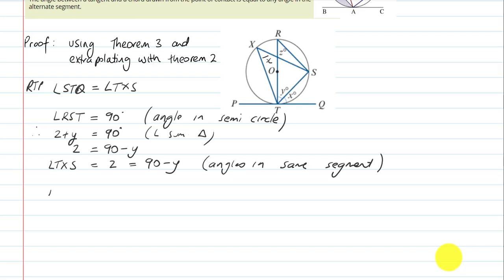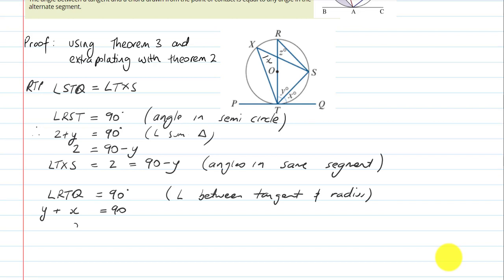Now the other thing we know is that angle RTQ is equal to 90 degrees, the angle between tangent and radius, and for you and I, that's tangent theorem 1. So we know that Y plus X is equal to 90, and therefore X is equal to 90 minus Y, and therefore X is equal to angle TXS, and that's what we're trying to prove. So STQ, which is X, is equal to TXS, and so the alternate segment theorem is proven.